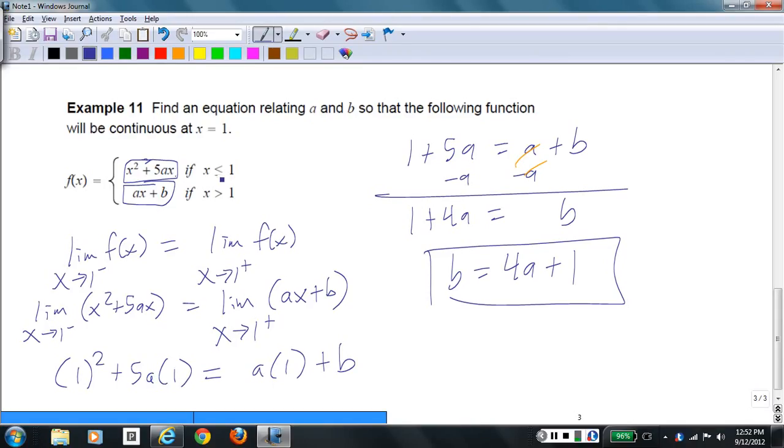If I didn't have the "or equal to" bar, it would be undefined at 1, and there would be no way to choose a and b to make it continuous, because even if we made the limits equal and the pieces of the graph met, there would still be that hole. So I have to have the "or equal to" bar in order for it truly to be continuous. I don't know, how does this answer feel? B equals 4a plus 1? Is that the least bit unsatisfying?